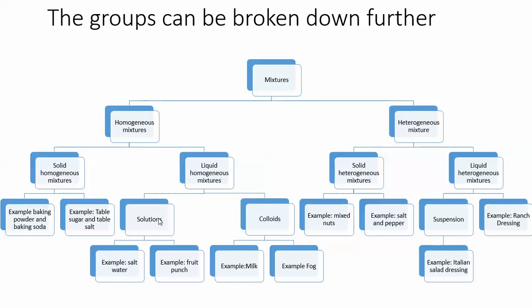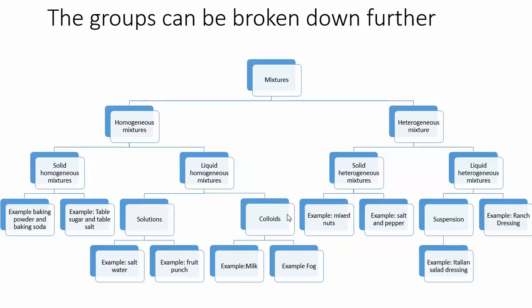And solutions, these are done by particle size. Solutions, the particle size is really, really small. These are usually dissolved into something, and I can't separate them by physical means. So examples are salt and water, and the fruit punch, again, without pulp. Those are examples of solutions.